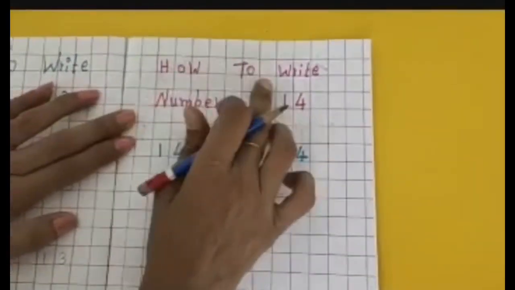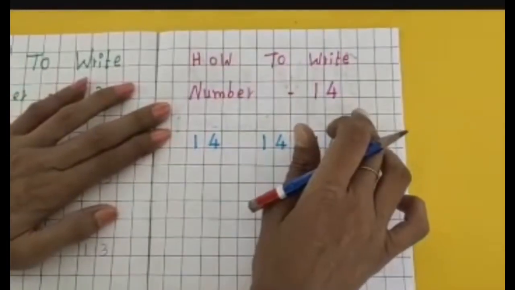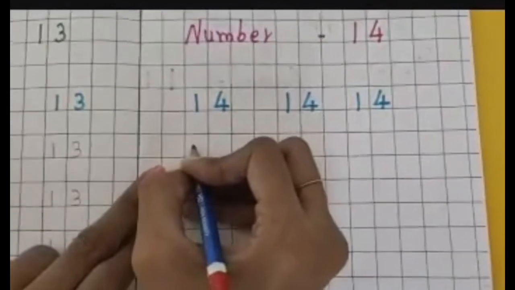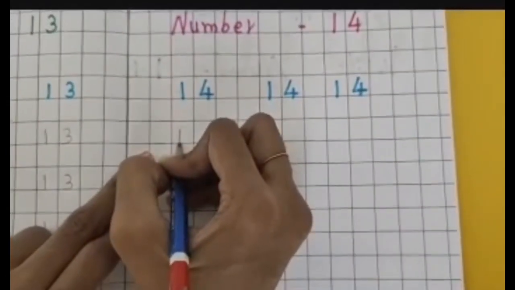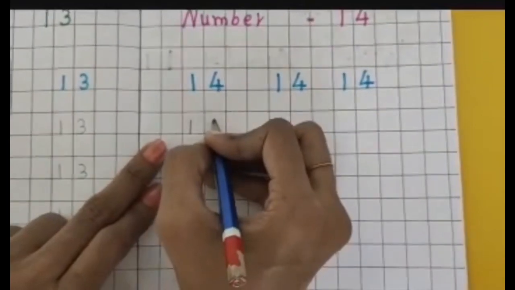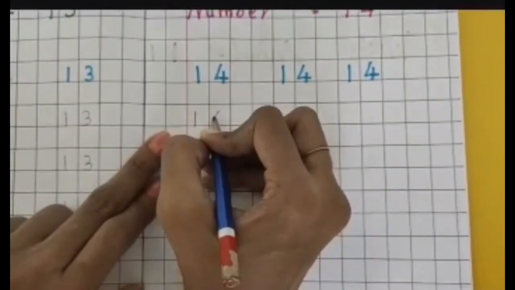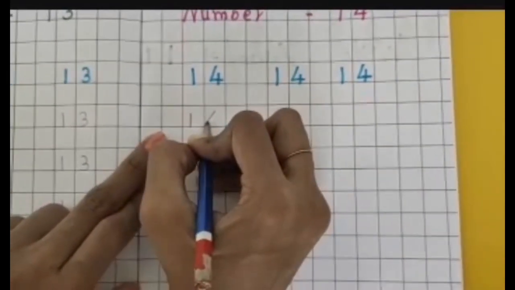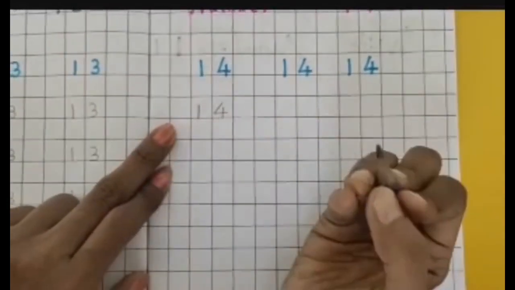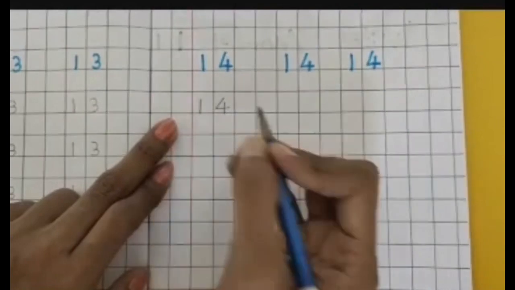Now, how to write number 14? 1, 4, 14. Again, standing line, touch the bottom line. Now, number 4. Slanting line, sleeping line, and small standing line. Touch the bottom line.